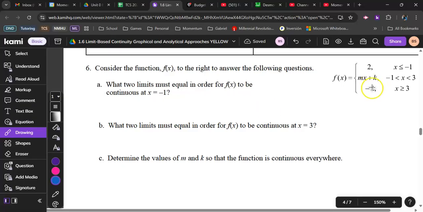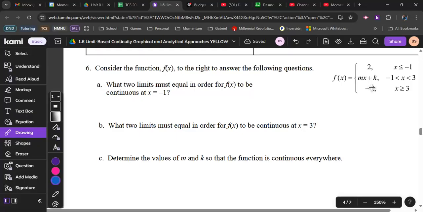Amelia, you good or you have a question? All right. So let's take a look at this one. Here we got our function over here. It's got three different equations. What do you notice that's different about this one from the previous ones? It's got variables. That's one difference. What else?